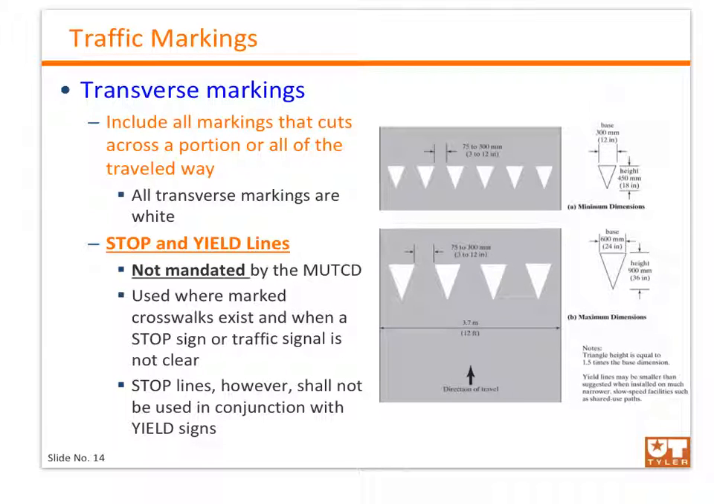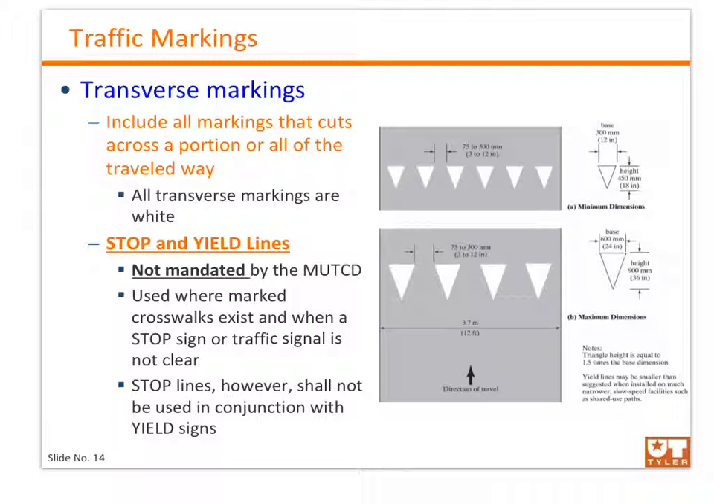Some of the famous transverse markings are the stop and yield lines. They are not really mandated by the MUTCD, but they are used where marked crosswalks exist and when a stop sign or traffic signal is not clear. Stop lines, on the other hand, shall not be used in conjunction with a yield sign because it's going to be confusing. So it's either or.